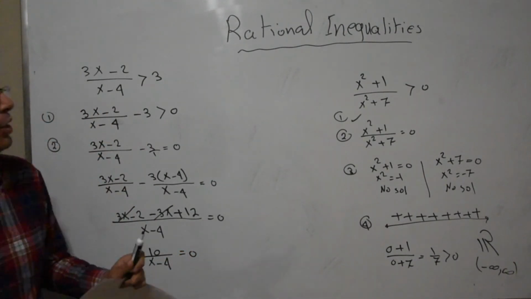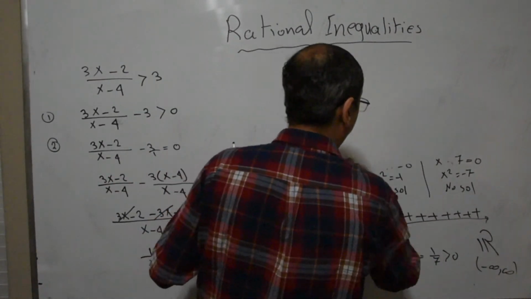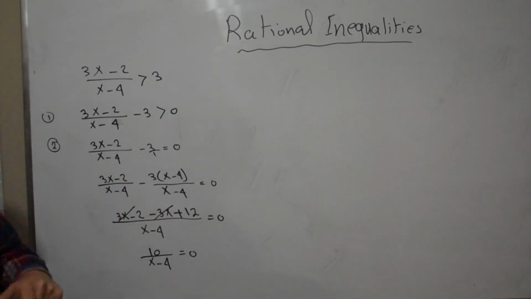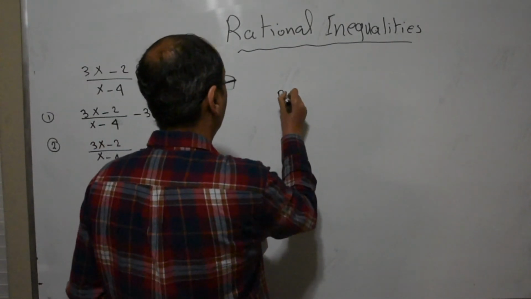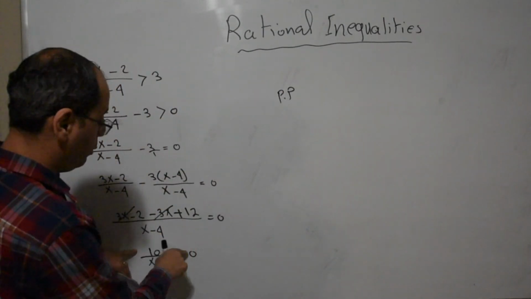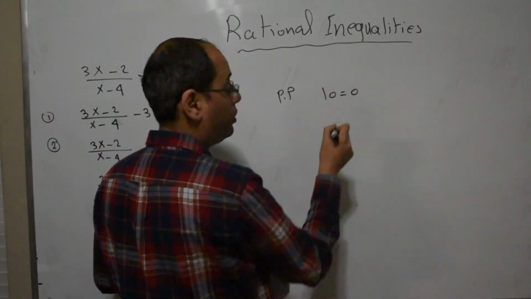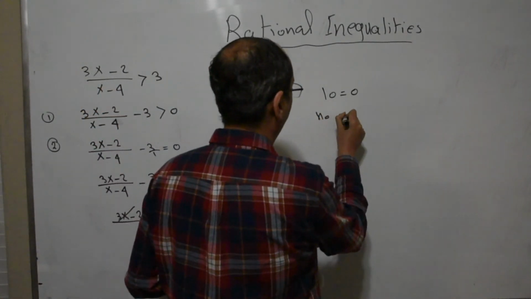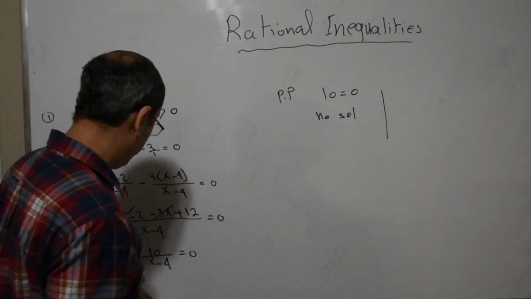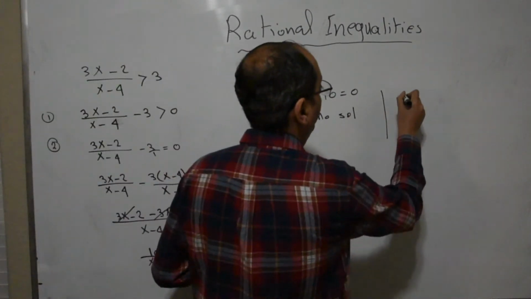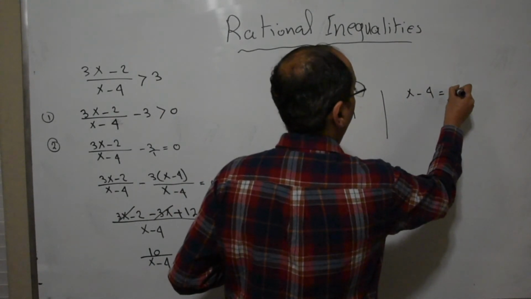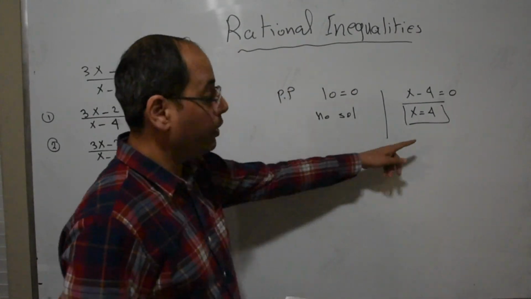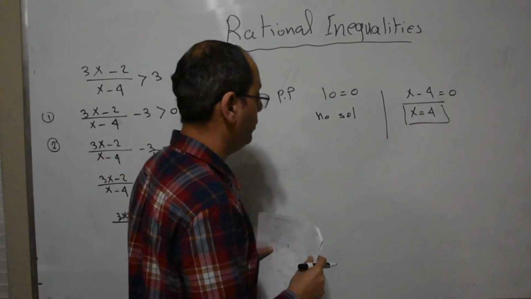Step 3, find the partition points. So the solution of that rational, I got numerator 10 equals 0. Definitely this is a false statement, so I have no solution. Let's get on the denominator. I have x minus 4 equals 0, and I got x is 4. So I have one restricted value and no solution.